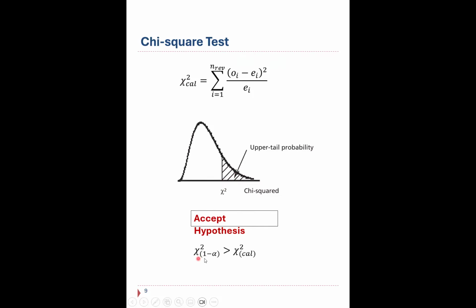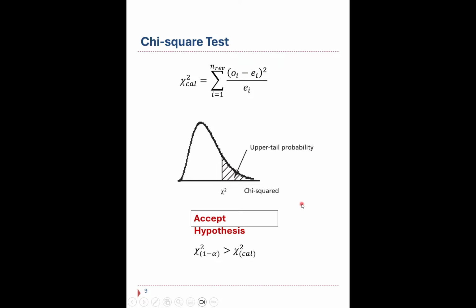And if the critical value, which is at some level of significance, is greater than the calculated value, which means our calculated value falls over here where I am pointing with the virtual laser pointer, if it falls over here, it means the data can be adequately represented by the statistical model.